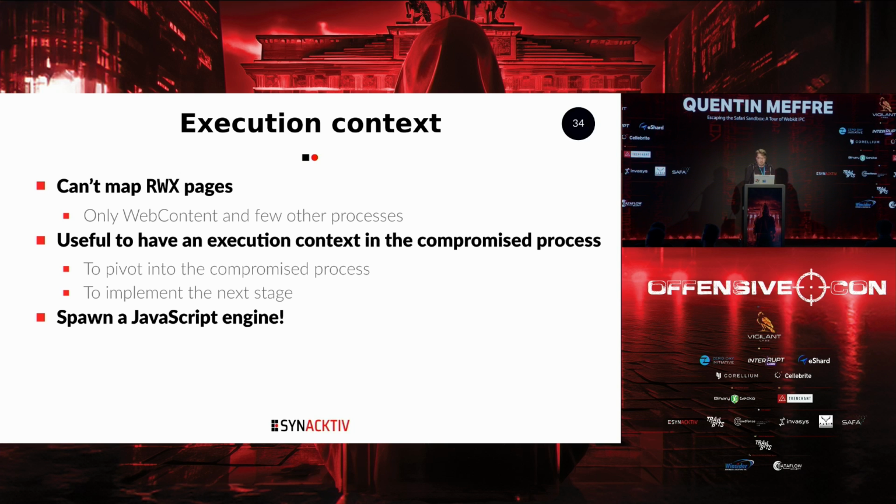And after building a PAC bypass, the attacker still has to spawn an execution context inside the compromised process. Usually attackers like to do that to pivot into the compromised process and implement the next stages from the new context. As a reminder, on iOS you can't map RWX pages. Only a few processes like WebContent can do that, and most of the WebKit processes can't map those pages. So instead, attackers usually spawn a JavaScript engine to have an execution context.